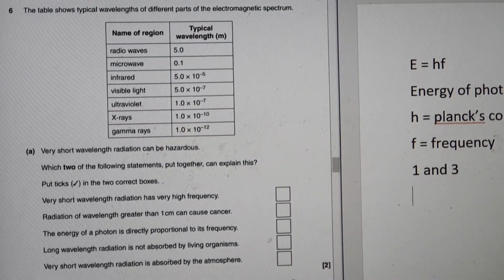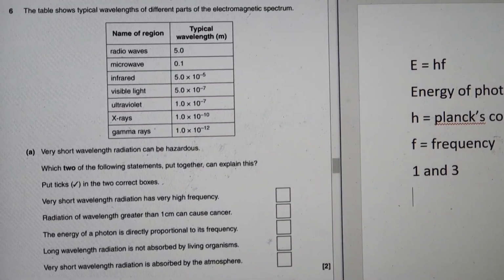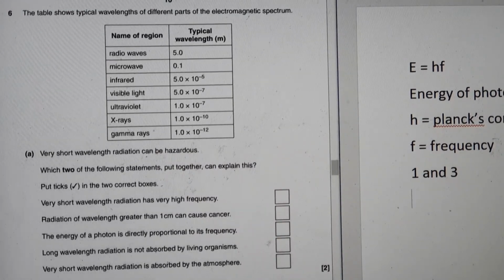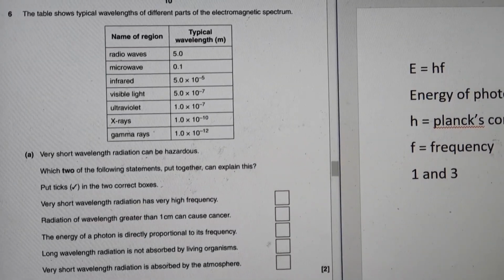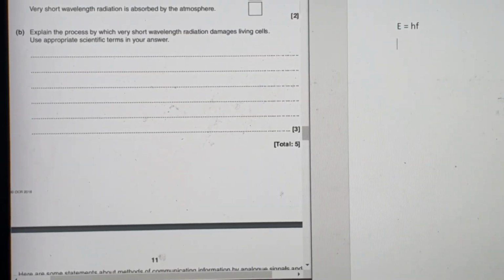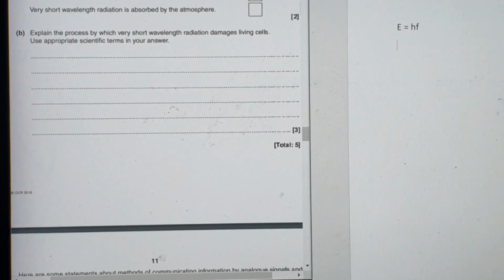So very short wavelength radiation has high frequency, and the energy of a photon is directly proportional to its frequency. Let's have a look at part B. Explain the process by which very short wavelength radiation damages living cells. Use appropriate scientific terms in your answer.